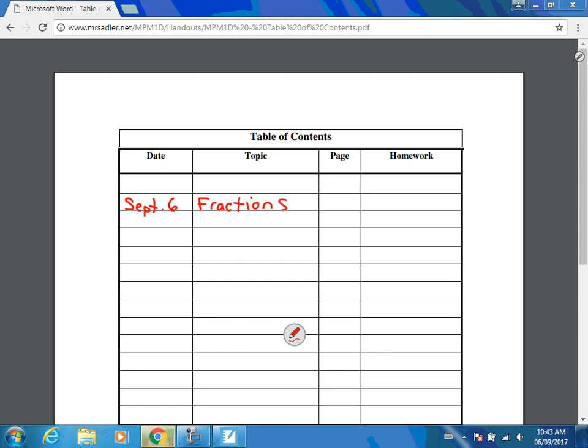And the page will probably depend on how many notes you took yesterday. If you only took one page of notes, today's page is 2. If you took 2 pages of notes, today's page is 3. You can think of it like an index of a book, right? So 1, 2, 3, going all the way along there. Okay? And your homework will be coming.